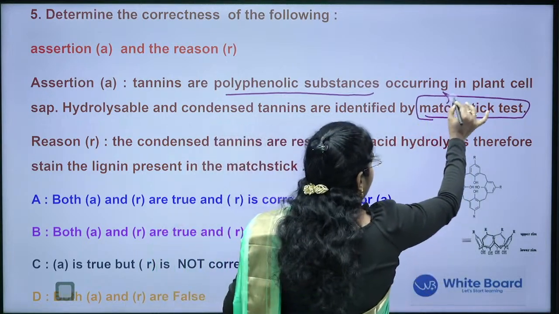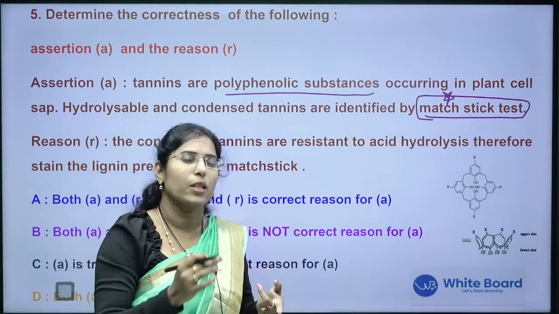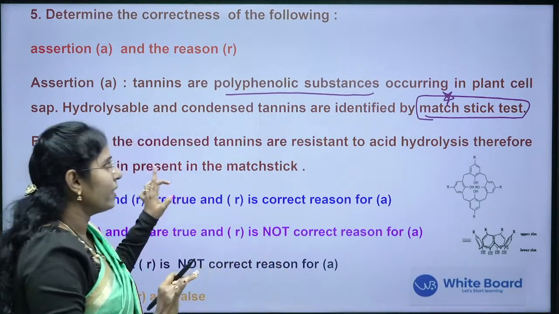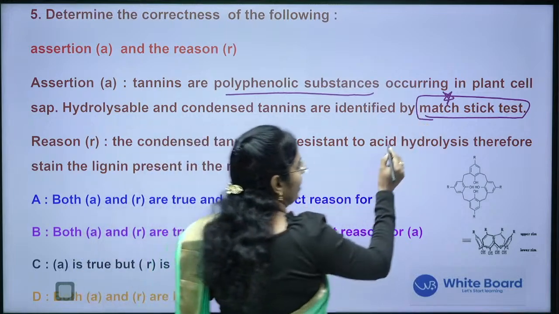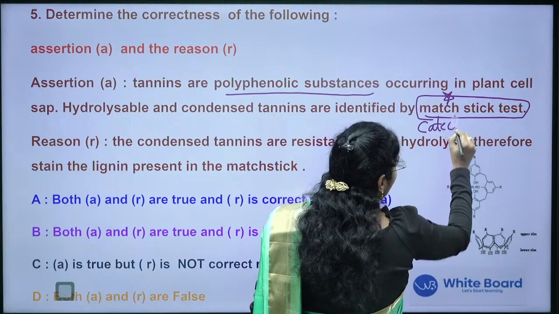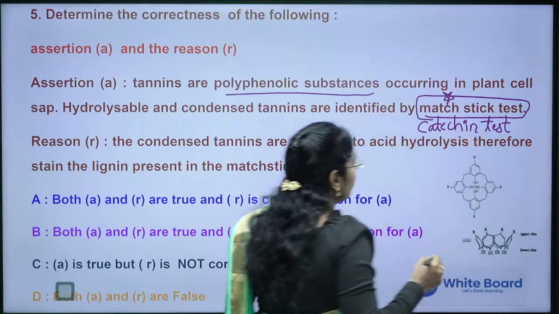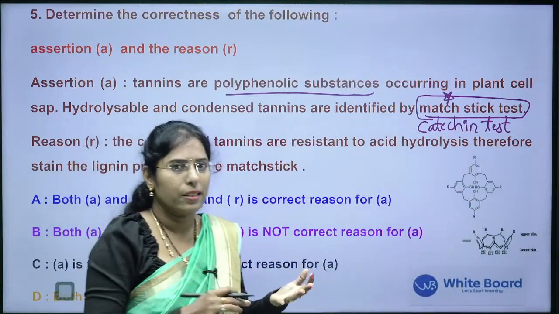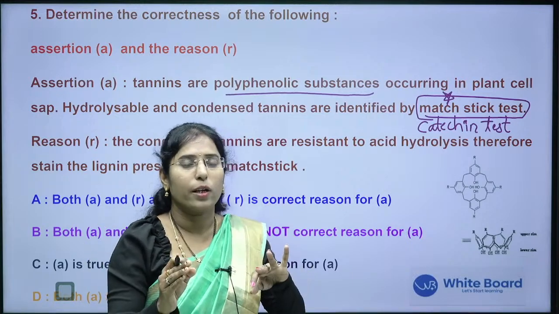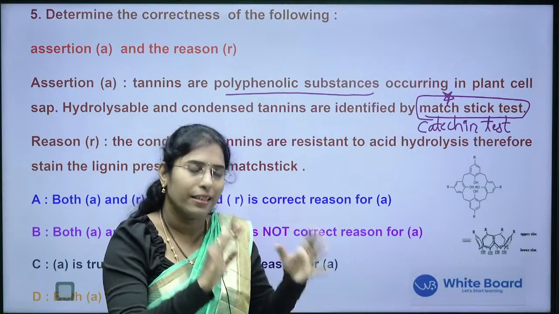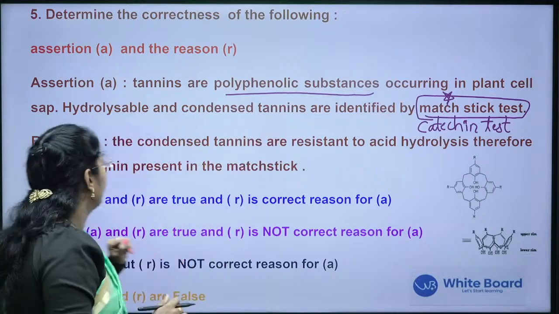That is also correct, because these tannins are of two types: hydrolyzable tannins as well as condensed tannins. These tannins can be identified by the matchstick test, which is also known as the Catechin test. Other tests for determining tannins are the gold beta skin test, gelatin test and ferric chloride test, and by using the ferric chloride test we can differentiate both hydrolyzable as well as condensed tannins. And what is the reason?